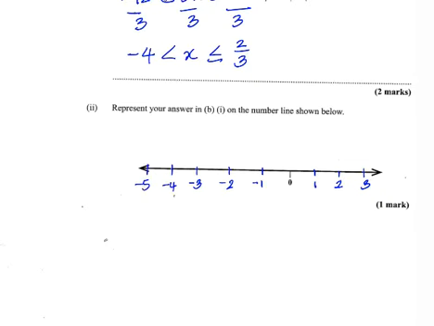Alright, so x is less than or equal to 2 over 3. 2 over 3 is 2/3, which is less than 1. So let us say my 2/3 is here. I'm going to shade the circle, indicating that x equal to 2/3 is a possible solution, because x is less than or equal to 2/3, meaning that x could be 2/3.